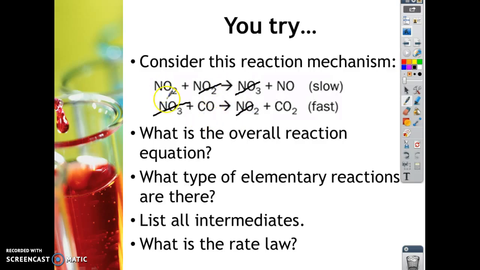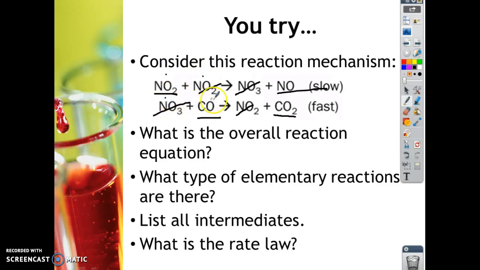So our final equation is going to be like NO2 plus CO yields NO plus CO2. And then we need to ask what type of elementary reactions there are. Well, how many went in here? 1, 2. That makes it bimolecular. How many went in here?